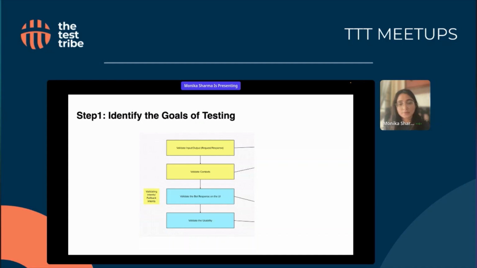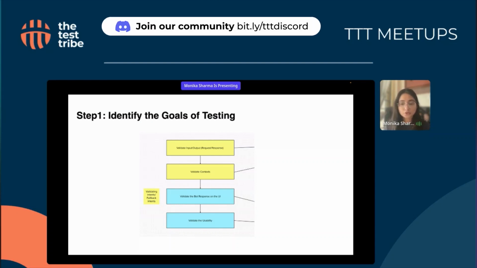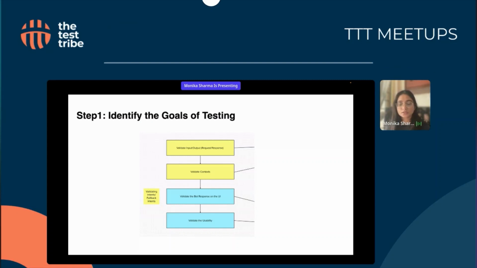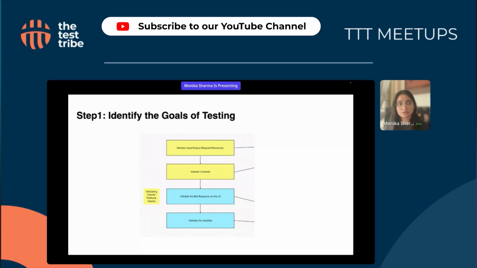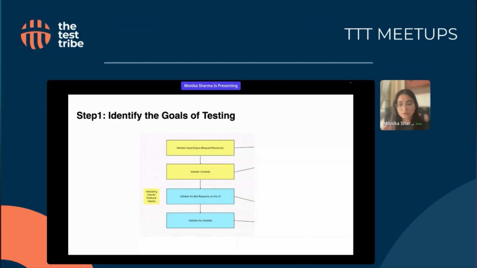While preparing a test strategy, we always tend to answer all the WH questions: what we are going to do, how we are going to do it, and why we are doing it. So our step one will always be to identify the goal of testing, irrespective of whether it's a mobile app, a web app, or microservices to serve the API calls, right?